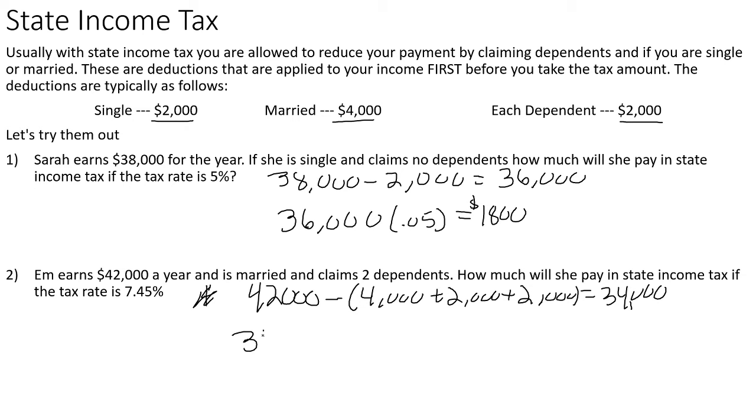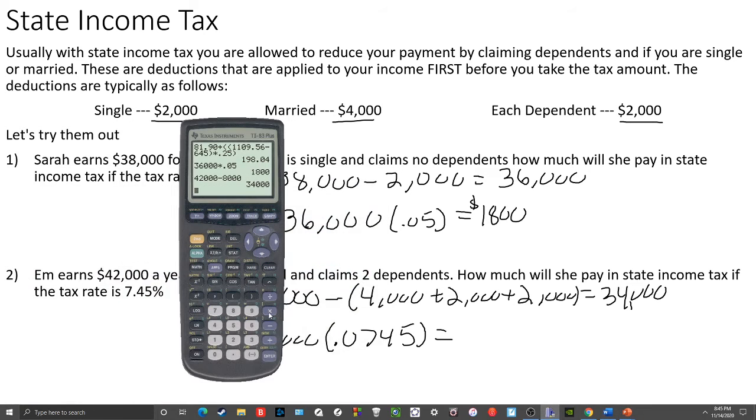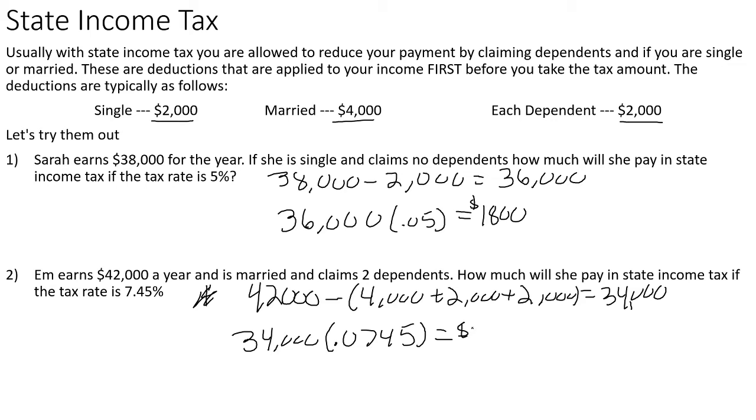So we're going to take 34,000 and we're going to times it by this as a decimal, so jump this up twice, and we get 0.075. And let's see what that comes out to be. So times 0.075, and we get $2,550. And that is her state income tax.